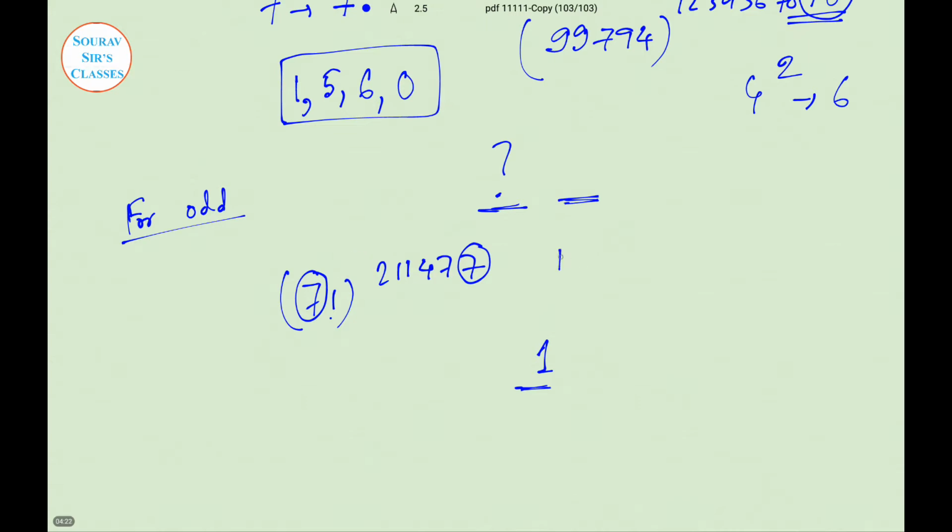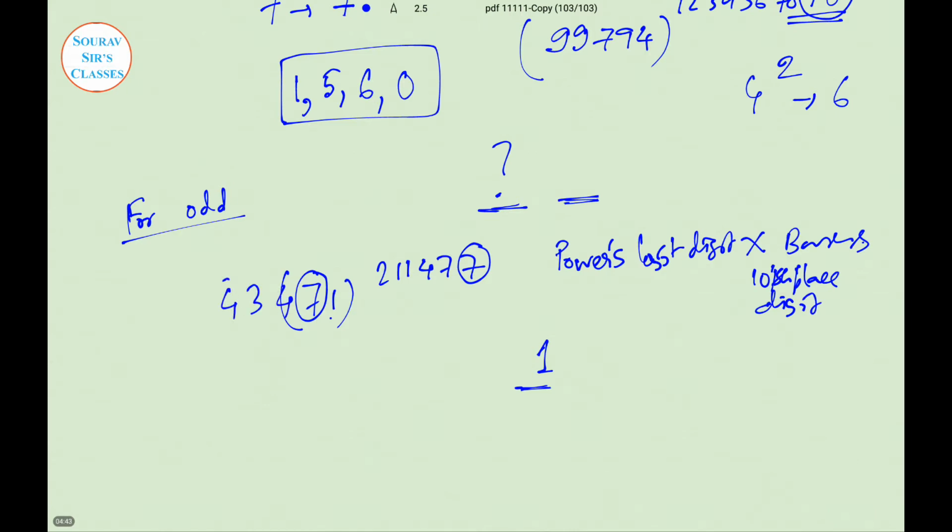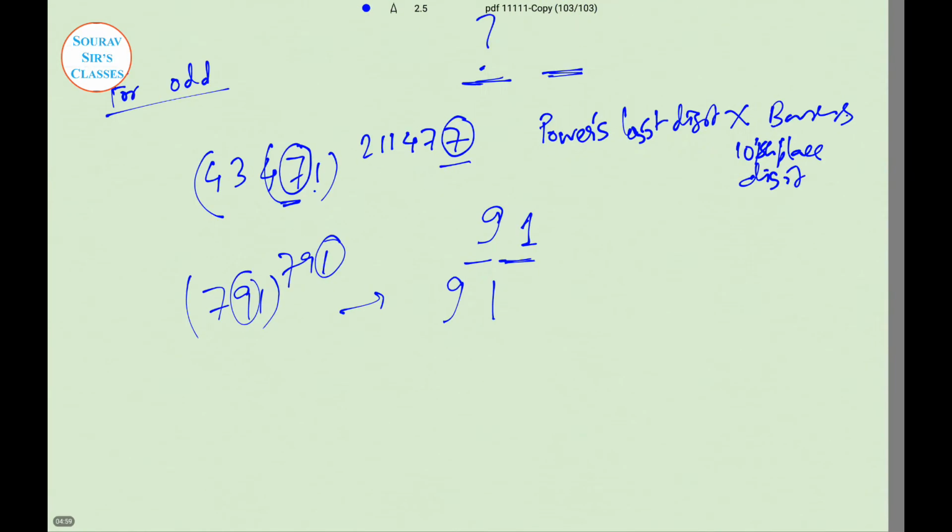So the product of the power's last digit into the base's tenth place digit, please note it down. It doesn't matter what the power is, you always take this. So this is 91. That's it. That is for 1. You can take any other thing like 791 whole to the power 791. So this is 1, and this 1 into 9, this one will be again this. Now there is a special trick.